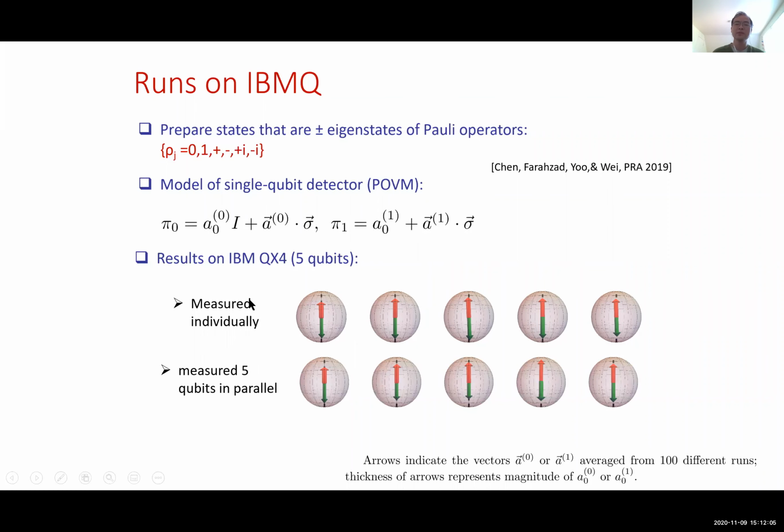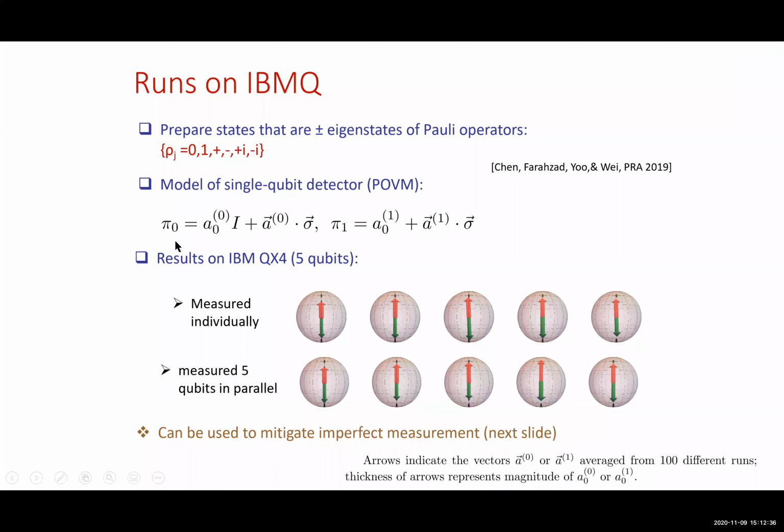Yeah. So the difference between the top row and the bottom row is that in the top row we characterize each qubit detector individually, and the bottom 5 qubits are characterized altogether in parallel, because these are simple state preparation and measurement. So then you can ask, what can you do if you know how the detector works?